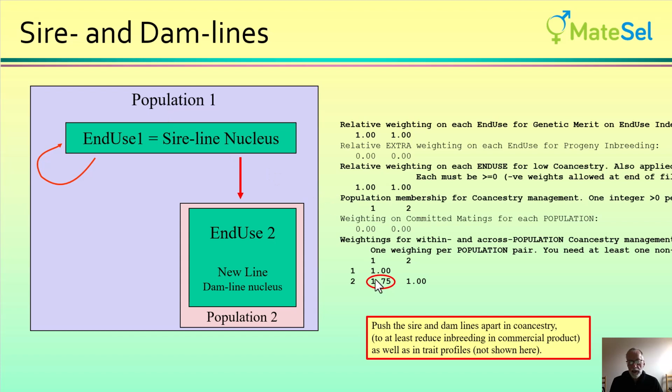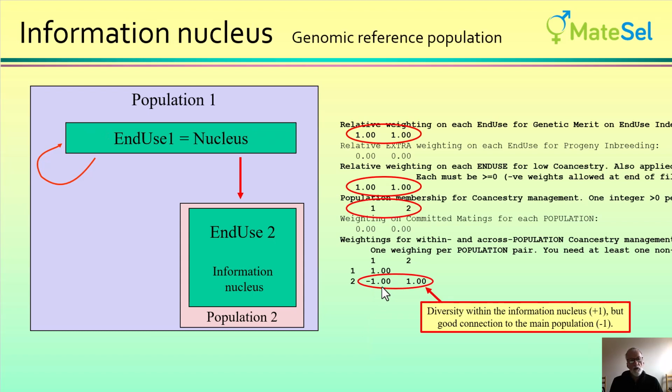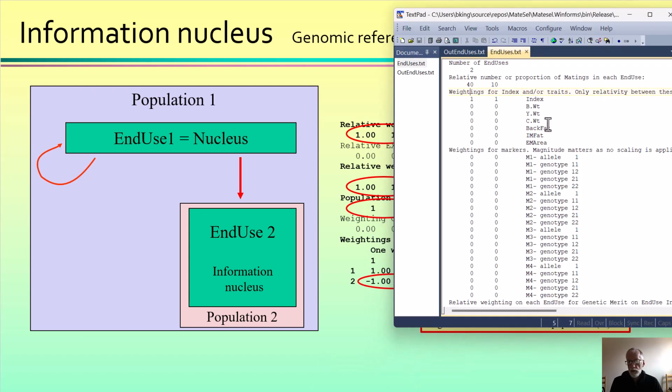So with sire and dam lines, we were trying to make them more distinct and put a large weighting here for that. So with the information nucleus, we do exactly the opposite. We put a small weighting in there in order to make the populations more similar to each other with high coancestry between them. Otherwise, the scenario is somewhat similar. But let's look at the parameters that we are using here.